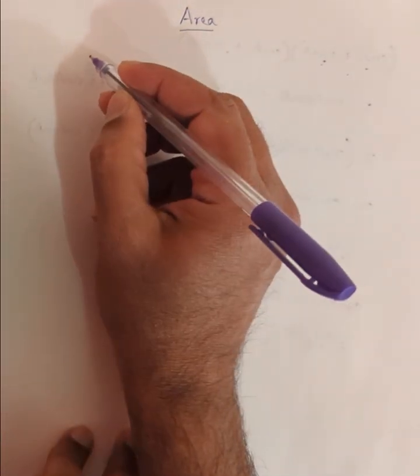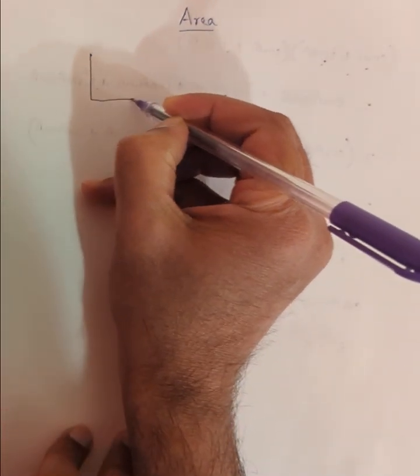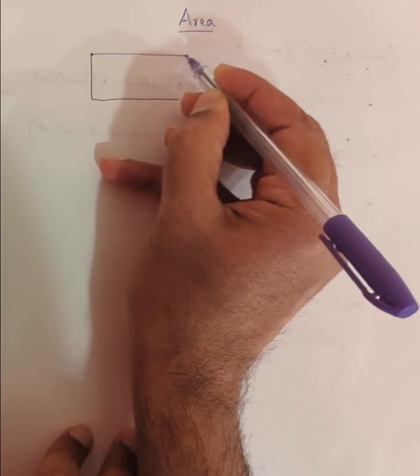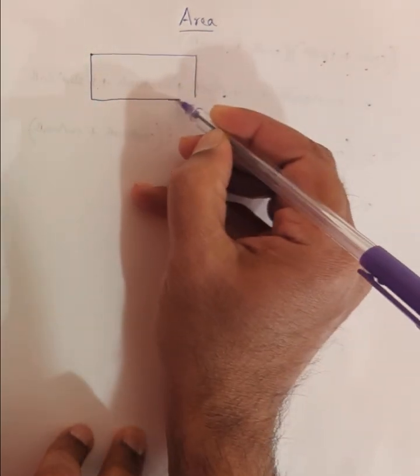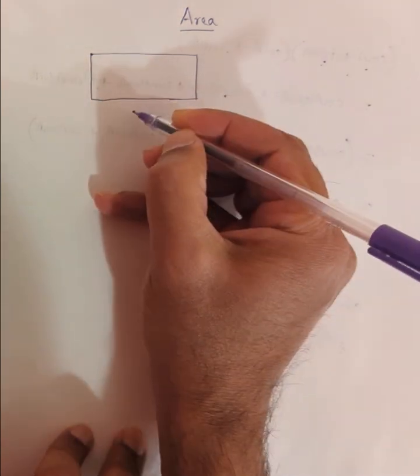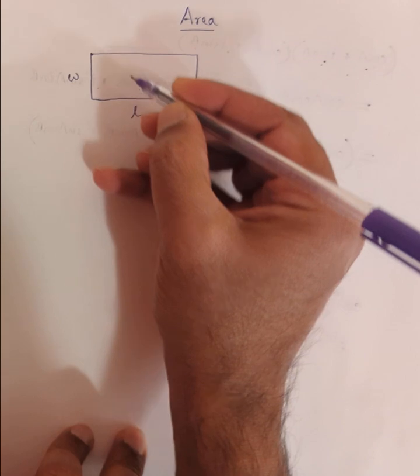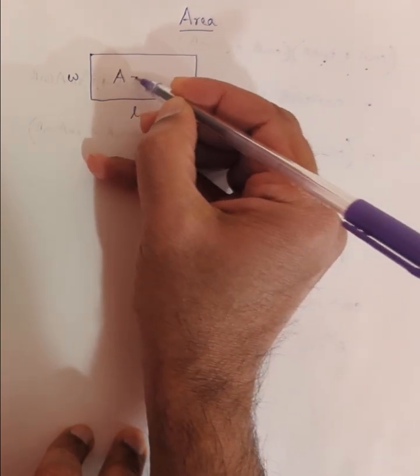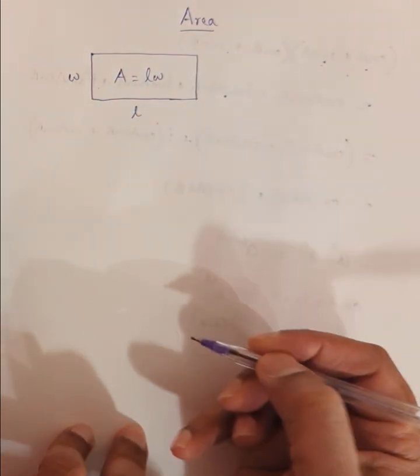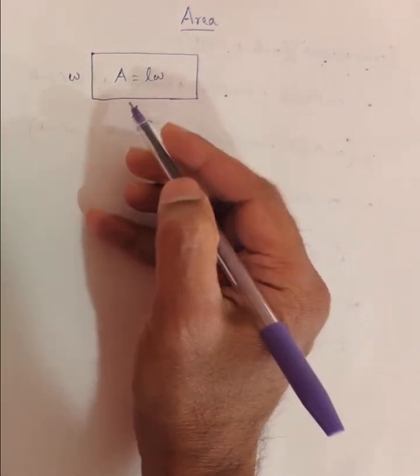We begin with defining area of a rectangle as the product of the length and width. So if this is what we call L and this is W, then we just say area equals L times W. You multiply these two dimensions.